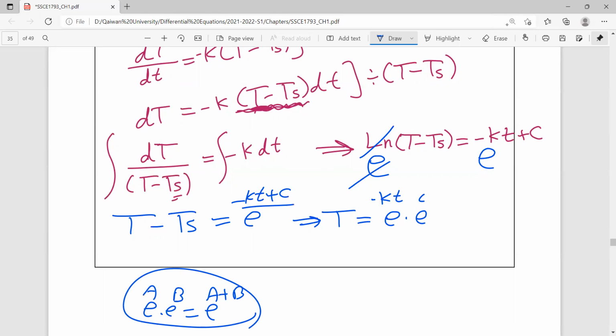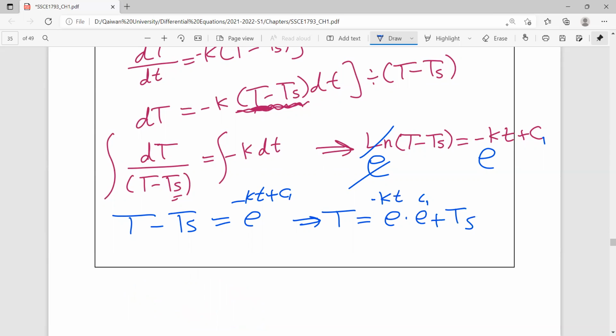We can say it equals e to the power minus kt times e to the power c. Let's name it c1. And here we have e to the power c1 plus Ts. And e to the power c1 is a constant. E to the power a constant is still a constant. We name it c.